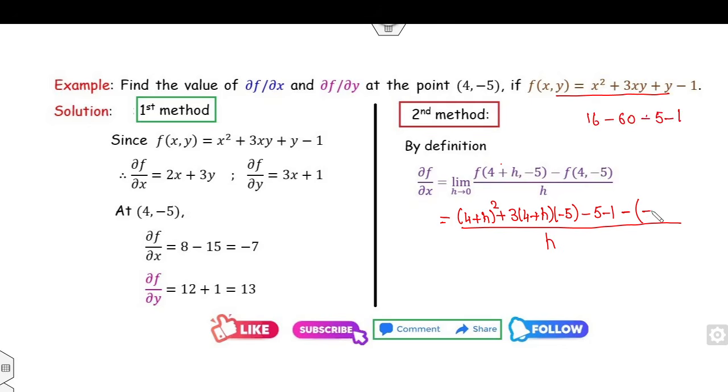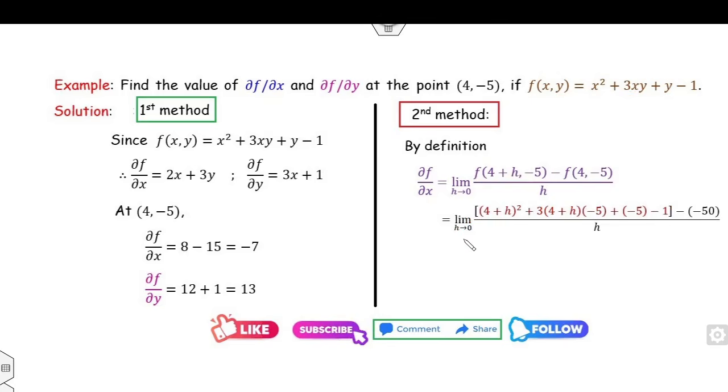So it's 6, it's minus 50. Taking the limit as h approaches 0. Fine. Now you can open this bracket, that is the limit as h approaches 0 of 16 plus h square plus 8h minus 60 minus 15h, minus 6, minus minus plus 50, divided by h.